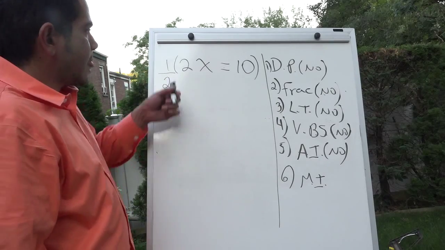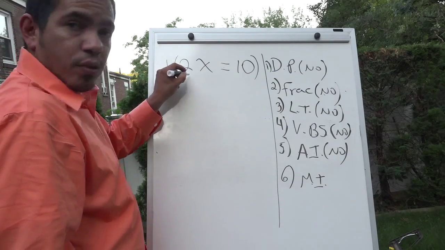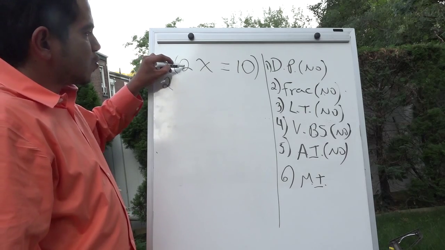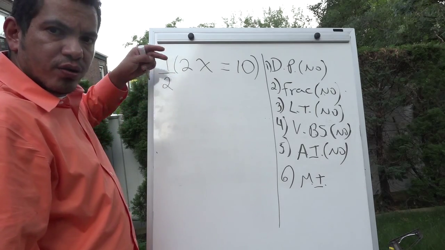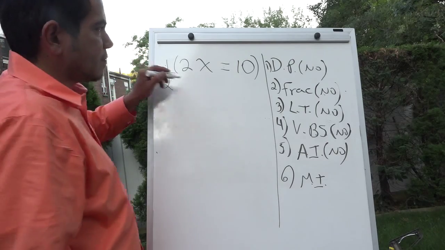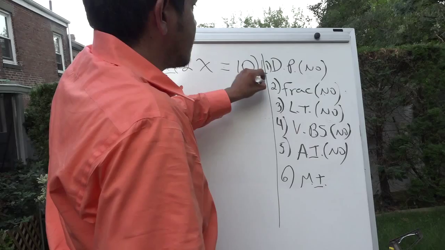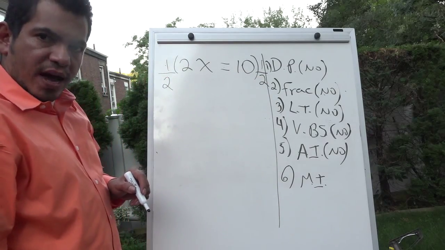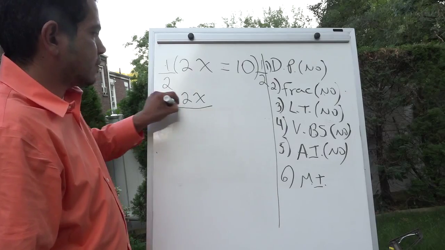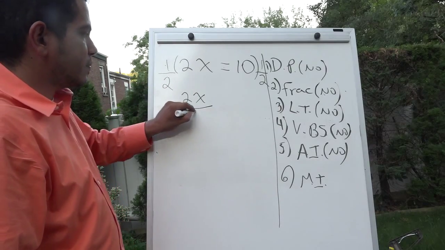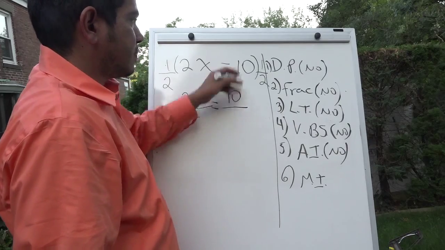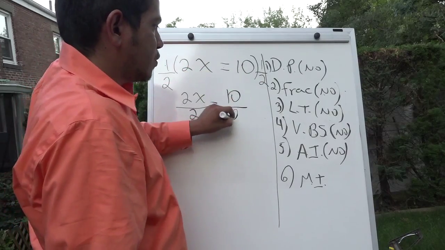And how do I know that? 2 can easily be turned into a fraction. This would be 2 over 1. Guess what? 2 over 1. I do the reciprocal and I get 1 over 2. That's how I know this is the multiplicative inverse. And you do it to both sides. Now watch what happens. 2x times 1 is 2x over 2. 10 times 1 is 10 over 2.